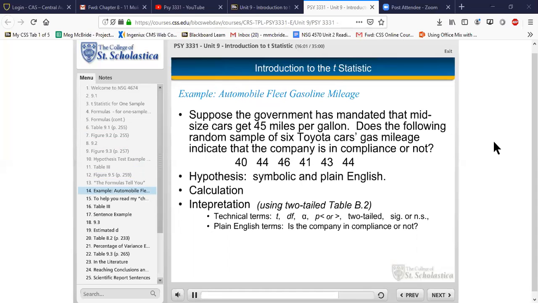In our written interpretation, we will include terms like t, df, alpha, p less than or p greater than, two-tailed, and significant or non-significant. We will also want to use plain English terms regarding whether the company is in compliance or not.